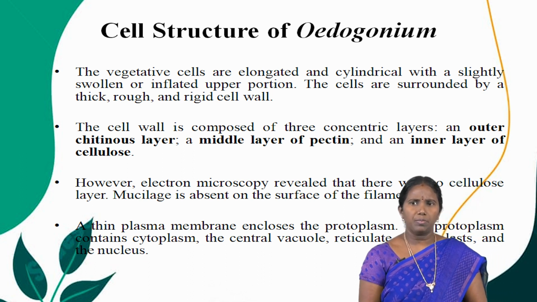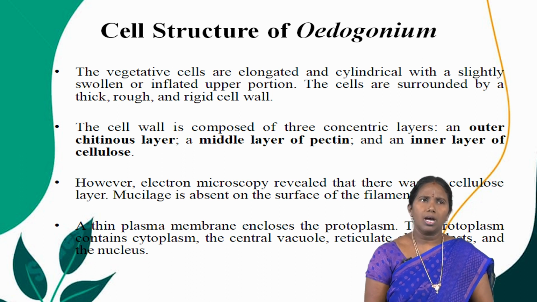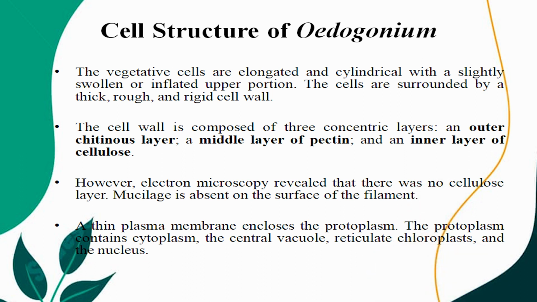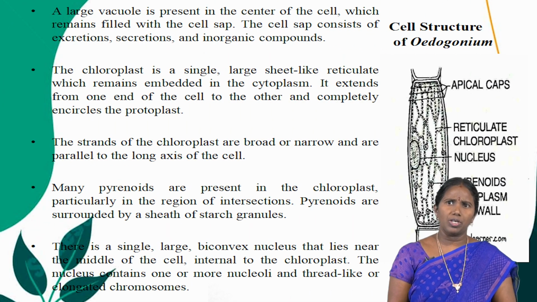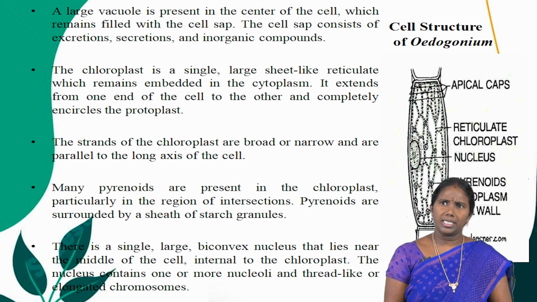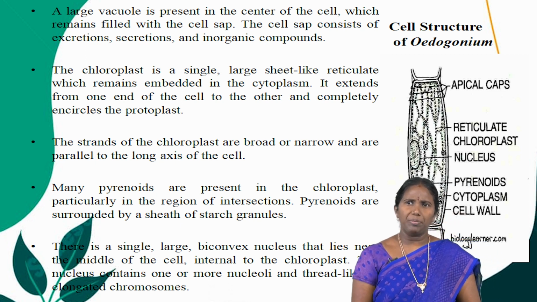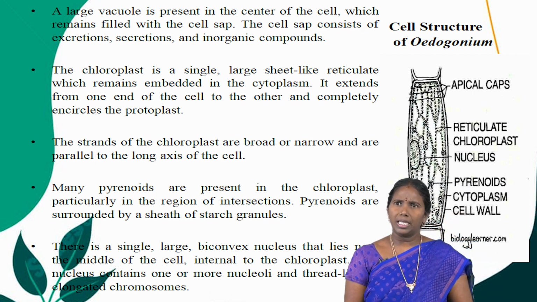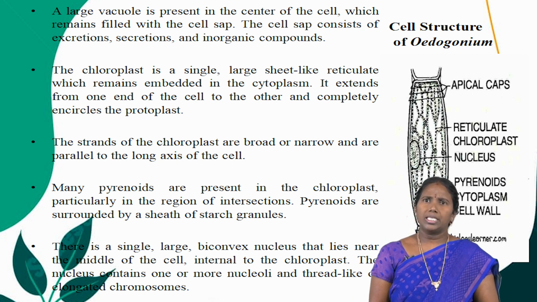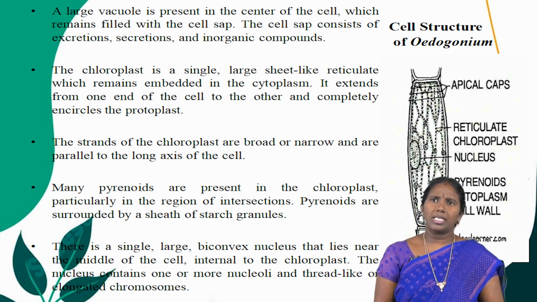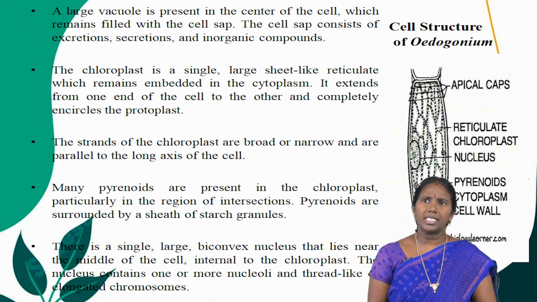The thin plasma membrane encloses the protoplasm. The protoplasm contains cytoplasm, a central vacuole, the reticulate chloroplast and the nucleus. A large vacuole is present in the center of the cell, filled with cell sap. The cell sap consists of excretions and secretions and inorganic compounds.